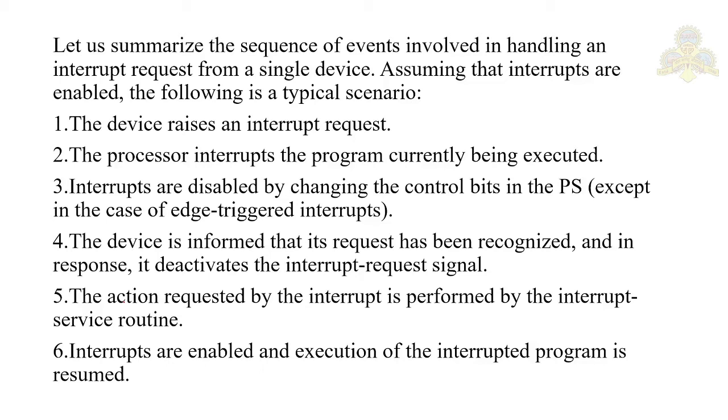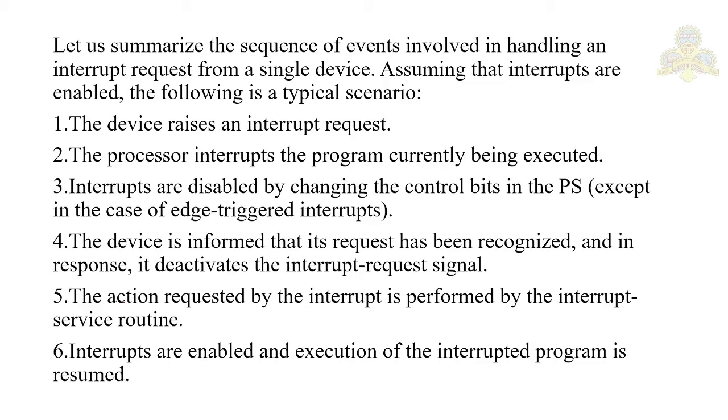Now the processor has to respond to that particular device. What will it do? It interrupts whatever it is executing at this point. It will stop that. The third step is that interrupts are disabled by changing the control bits in the processor status register. Once the processor has got the request, it disables interrupts using the control bits in the processor status register, except in the case of edge triggered interrupts, where there would be only one request, so there is no need to disable.